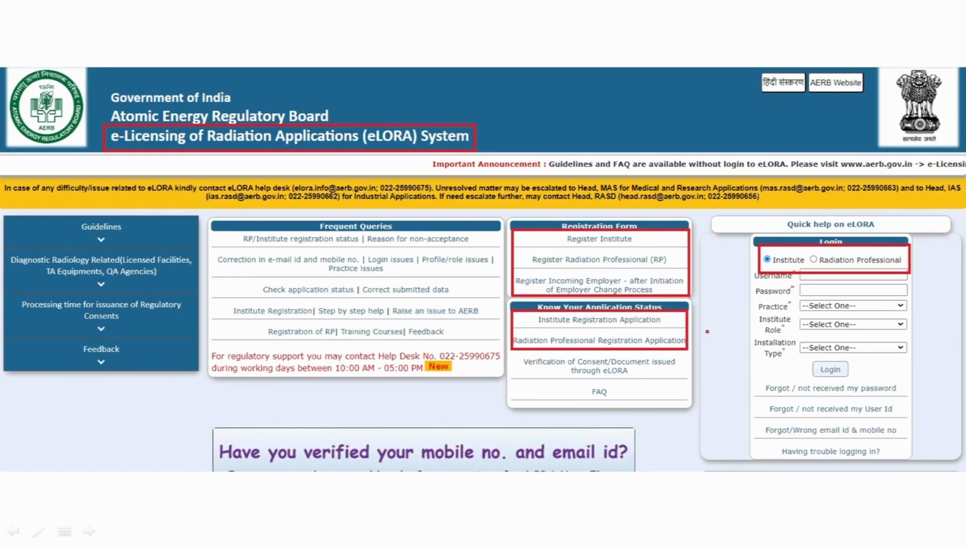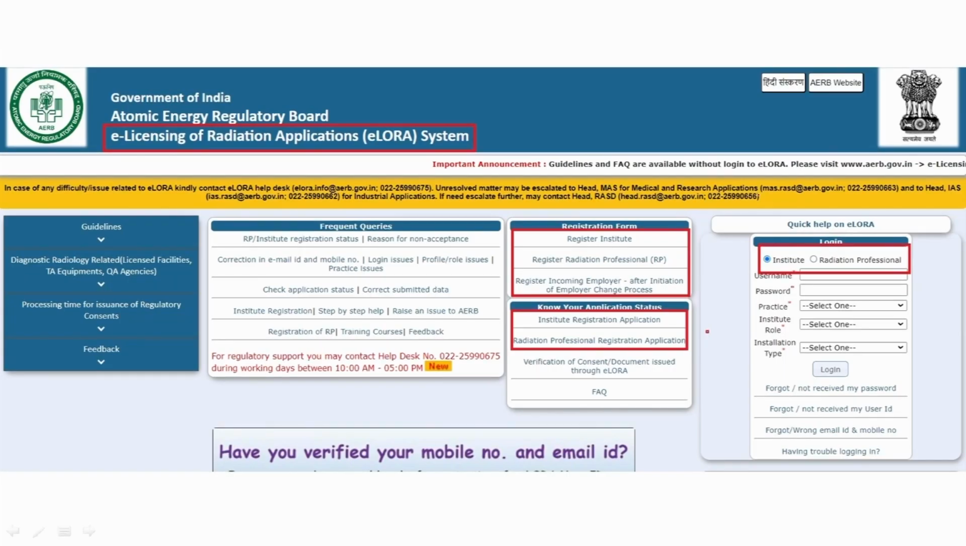Now the Atomic Energy Regulatory Board has introduced in 2013 the online mode of radiation applications, defined as e-LORA, e-licensing of radiation applications. This has saved time in the regulatory process, and it has given a registration process for radiation workers.